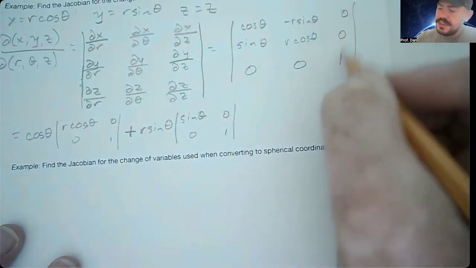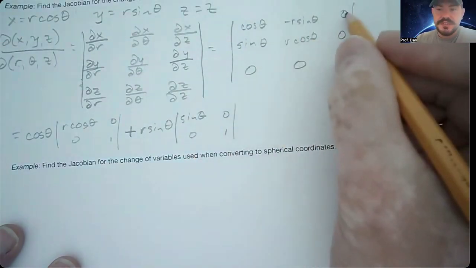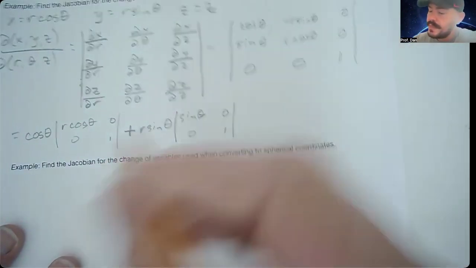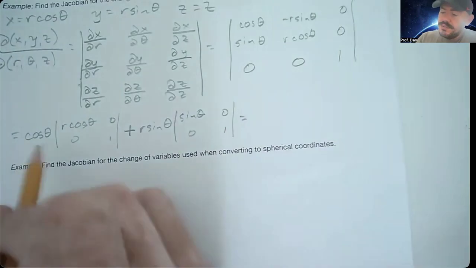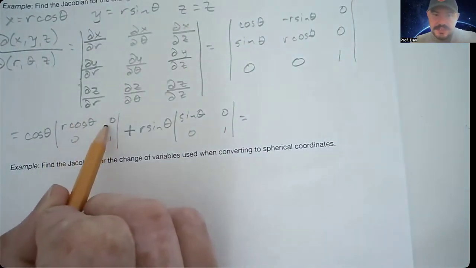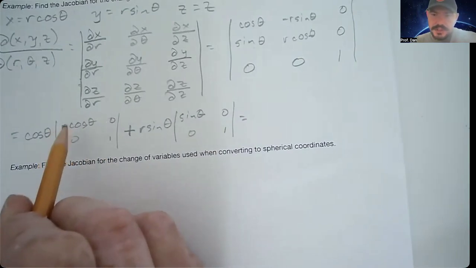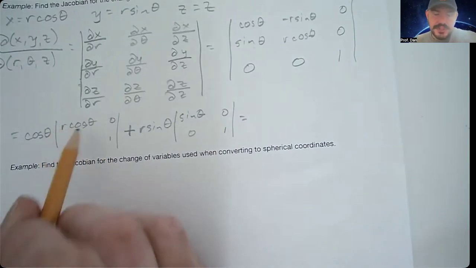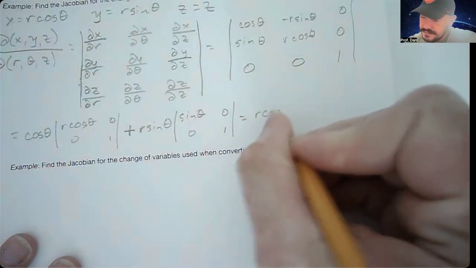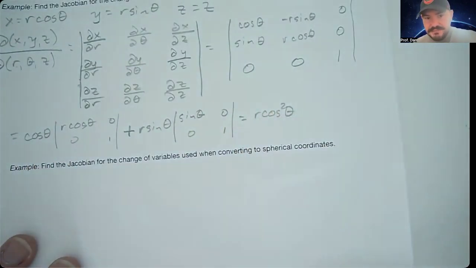And lastly, we have an intersection of 0, which means that I'm not even going to write it out because we're multiplying by 0. So when I take this determinant, I get r cosine theta minus 0. Right? So r cosine theta. Multiply that by cosine theta, and that's what we get.